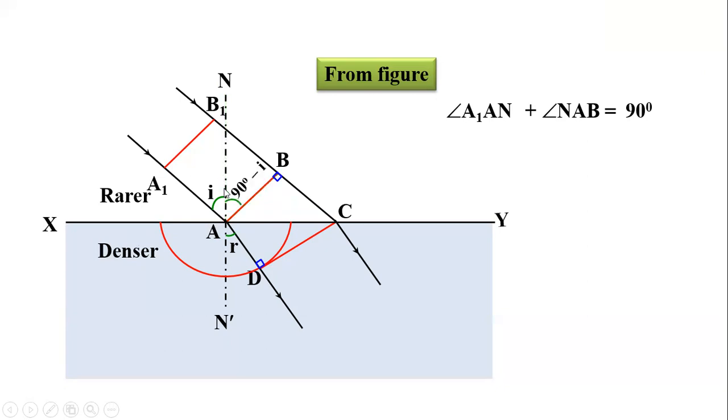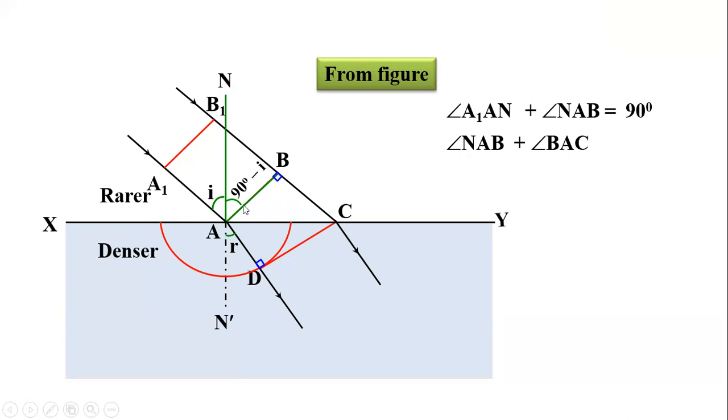So what we can say? The angle NAB will be 90 minus I. My dear students, please understand this geometry. This is very, very important. So angle NAB will be 90 minus I.